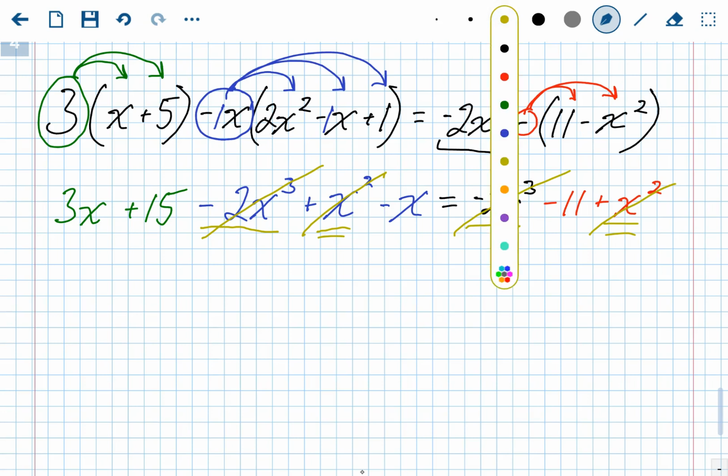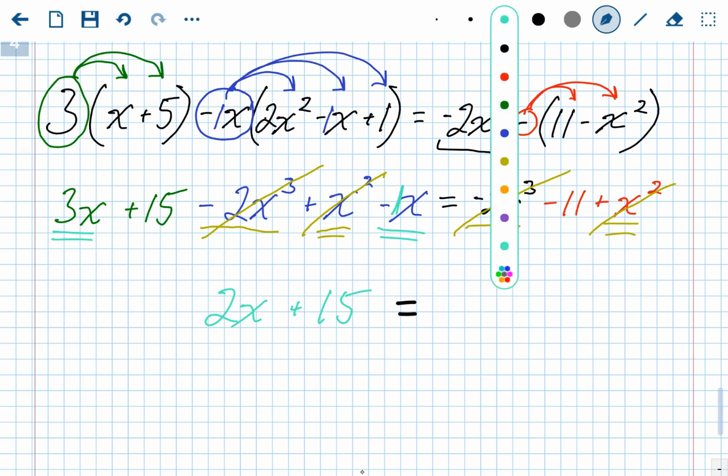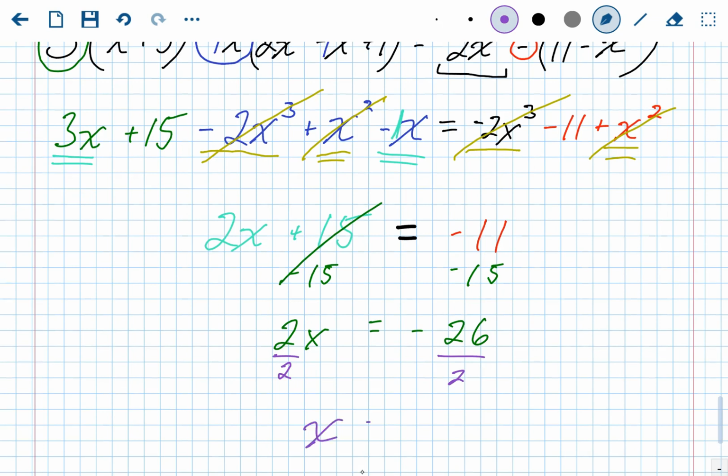Alright, so what's left over on the left side? I have a 3x and a negative x, so a negative 1x. 3x minus 1x is 2x. What else is left on the left side? We'll have a plus 15 with nothing to combine with. All right, what's left over on the right side? On the right side, everything's crossed out except for that minus 11. So that's all I have is minus 11. So what's left over? It's 2x plus 15 equals negative 11. This is just a two-step equation. So do the two steps that we know. Two steps are going to be subtract 15, leaving us with 2x equals negative 26. And then divide by 2 to give us x equals negative 13.